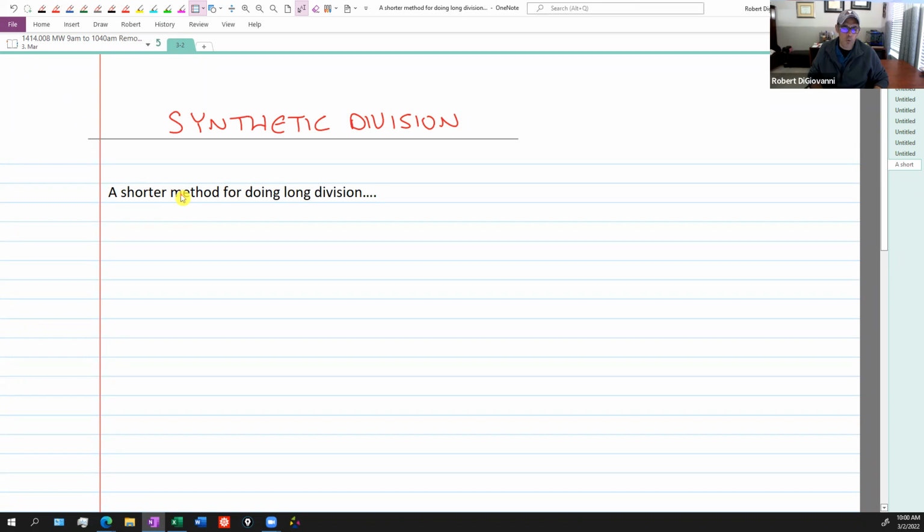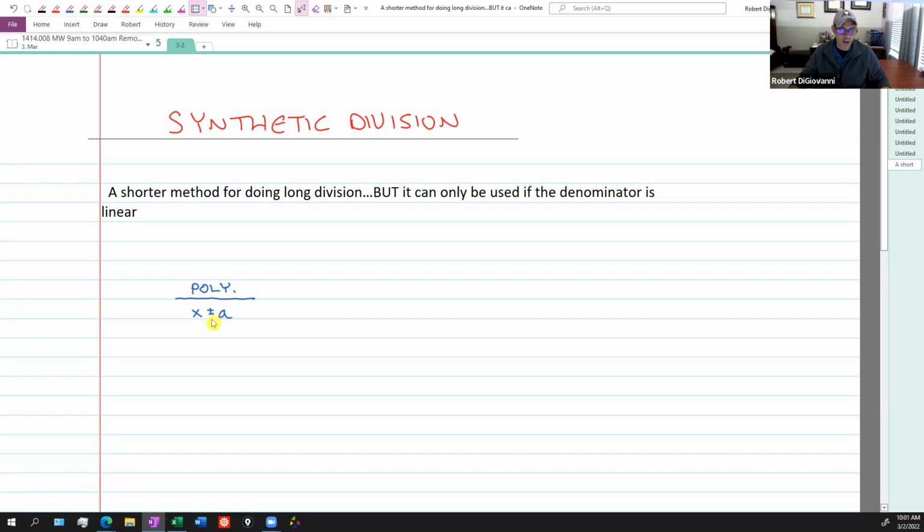So you might be thinking, well, why show you long division if I'm about to show you a shorter way, right? But it can only be used if the denominator is linear. What do I mean? I mean this: if we have a polynomial divided by something that looks like this, x either plus or minus a. It doesn't matter if it's a plus a or a minus a.